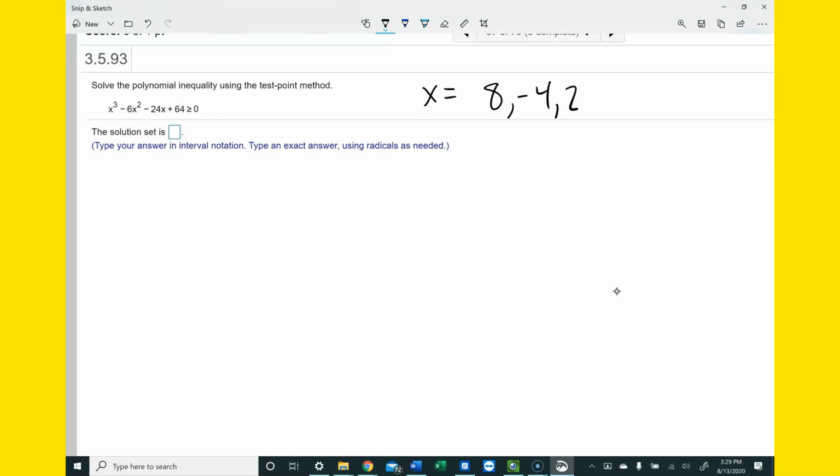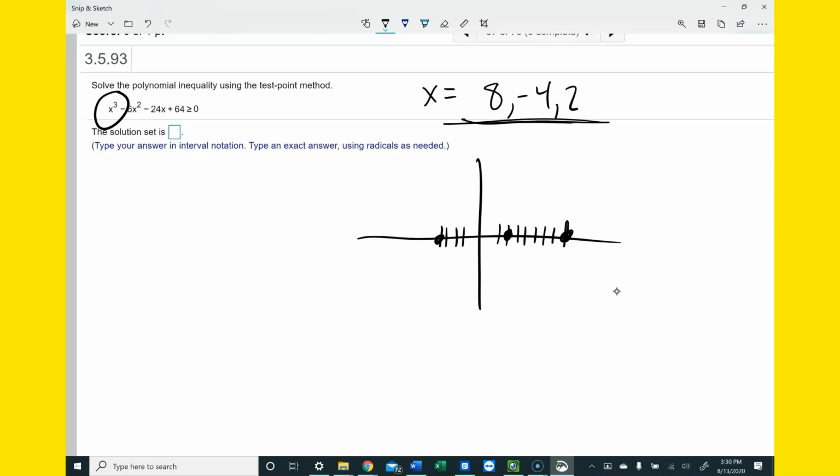Those were our zeros. Then you could just sketch a graph, with 8, 2, and -4 marked. You just have to remember what this thing looks like. It's an x cubed, right? Positive leading coefficient, odd degree, right arm points up. These are all multiplicity 1, so odd multiplicity, so it crosses at each one of these. Right arm points up. It crosses there, there, and there. Then I'm trying to determine where this graph is greater than or equal to 0.